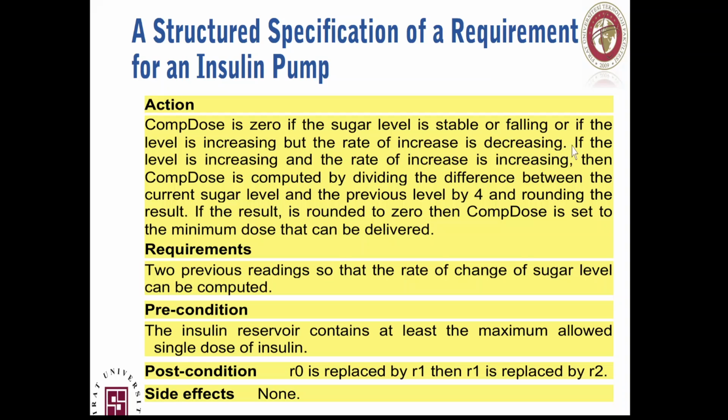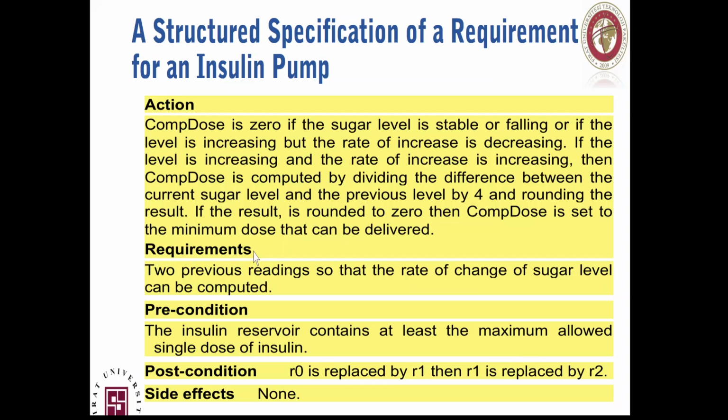Just keep it. I have a point to hold the explanation of this one. If the level is increasing and the rate of increase is increasing, then comp dose is computed by dividing the difference between current sugar level and the previous level by 4 and rounding the result. If the result is rounded to 0, then comp dose is set to the minimum dose that can be delivered. Okay, I know this one is not clear up until now. Hold your patience, I'll explain it, and I have a point to delay its explanation.